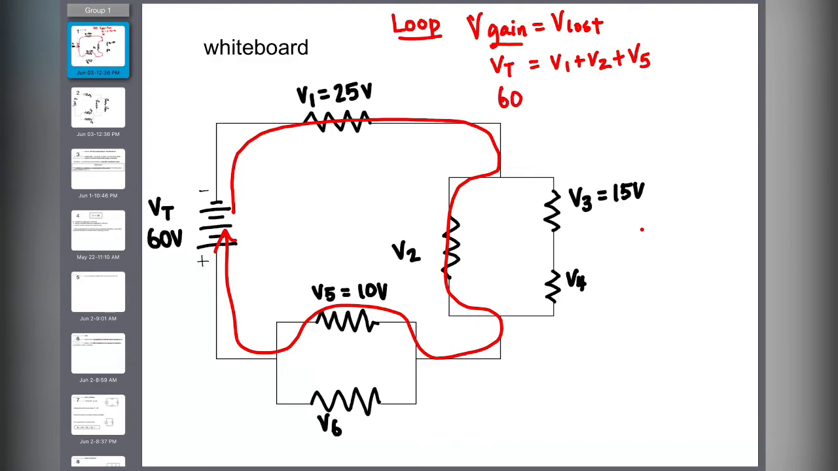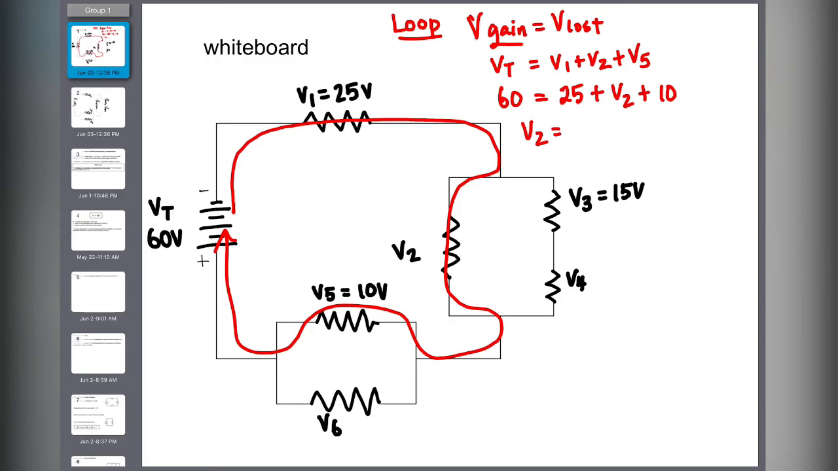So I got 60 equals V1, which is 25, plus V2, which I don't know yet, plus V5, which is 10. I'm lucky enough that I already have enough information to solve for one of them. If there's a time that you don't have enough yet, that's okay, do the other equations, right? Because there are two things that you're checking: loops and parallels. So right now I'm just going to solve for my V2.